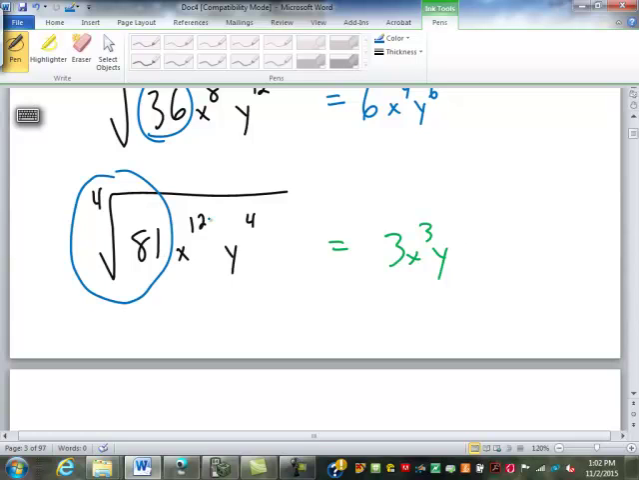So then it's x to the 12. You got to do 12 divided by 4 is 3, so x to the 3rd. Then y to the fourth. 4 divided by 4 is 1.